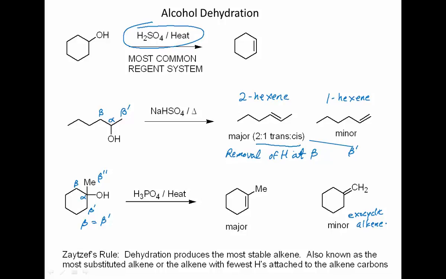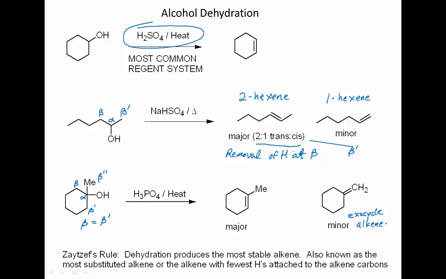Okay, hopefully you see a trend here, that in both cases we produce the more substituted alkene. And this is called Zaitsev's rule. It's just that dehydration is going to produce the most stable alkene. Right now, the only thing that we've seen that affects alkene stability is, of course, the degree of alkyl substitution. So right now, we can say that we're going to produce the most substituted alkene. That's going to be the one that's most stable based on what we've seen so far.